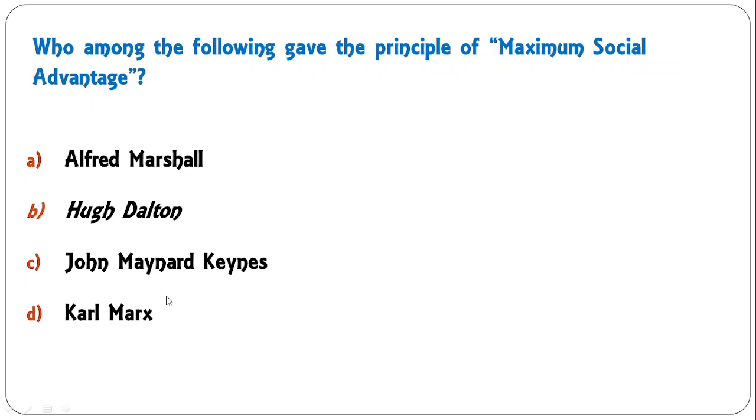Who among the following gave the principle of maximum social advantage? This theory is also very popular in public finance. Theory of maximum social advantage. So who gave this theory? Alfred Marshall, Hugh Dalton, John Maynard Keynes, Karl Marx. So this theory of maximum social advantage was given by Dalton. So this B is the correct answer.